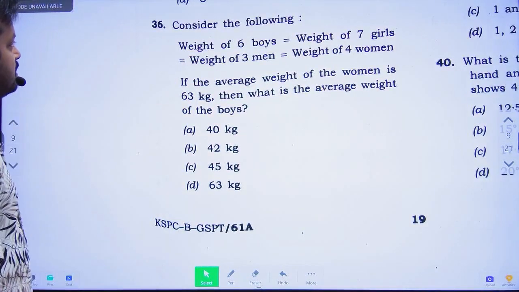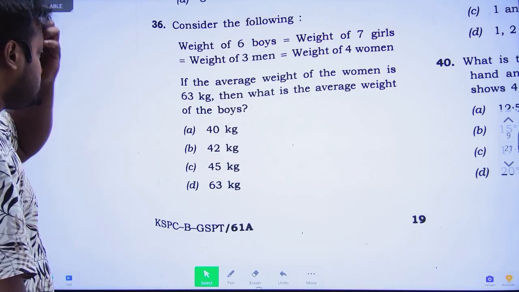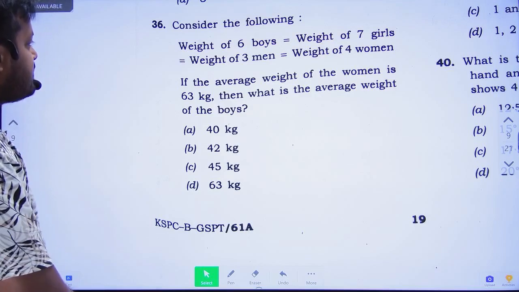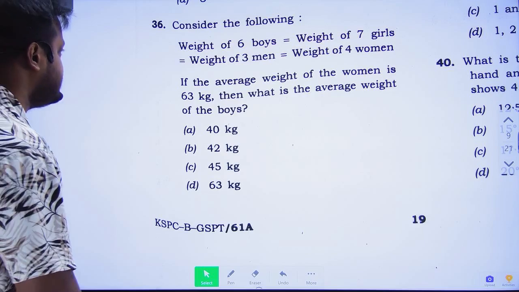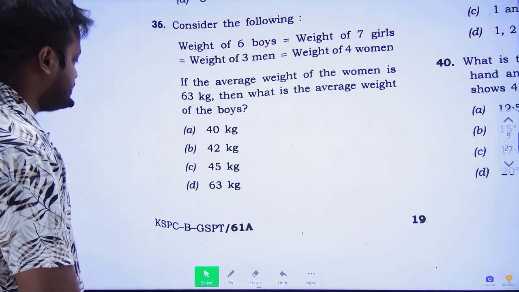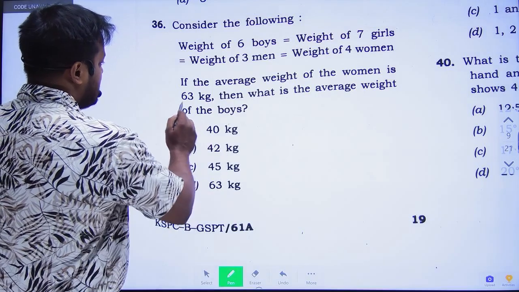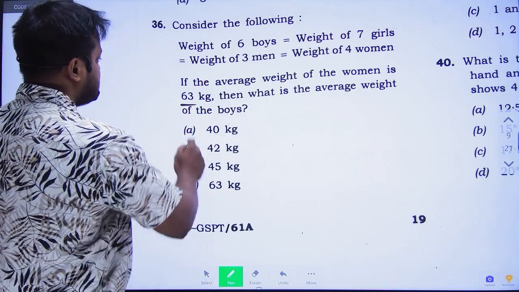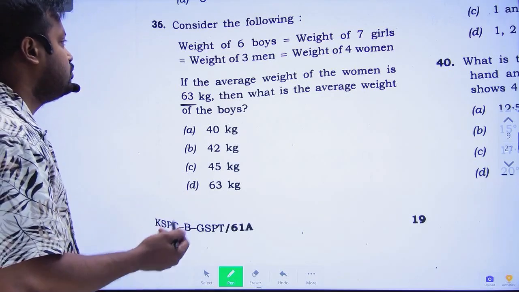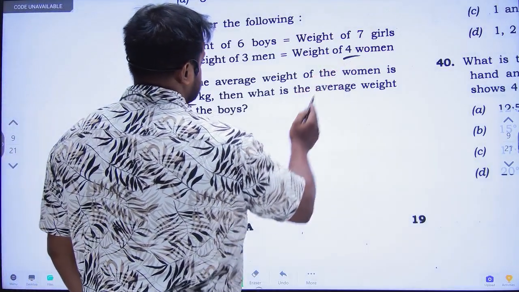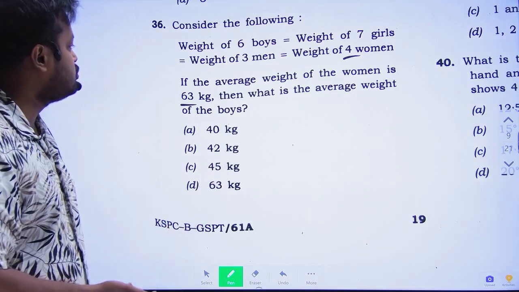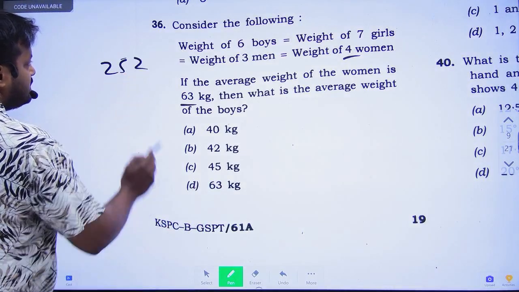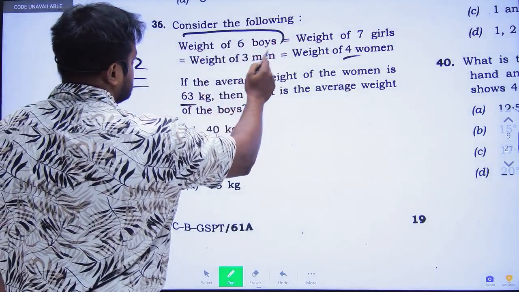Consider the following: weight of 6 boys equal to weight of 7 girls, weight of 3 men equal to weight of 4 women, average weight of women is 63 kg. What is the average weight of boys? If 63 kg is the average weight of women, the total weight of 4 women is 63 into 4, so 240 plus 12 is 252. Now this is again equal to weight of 6 boys.